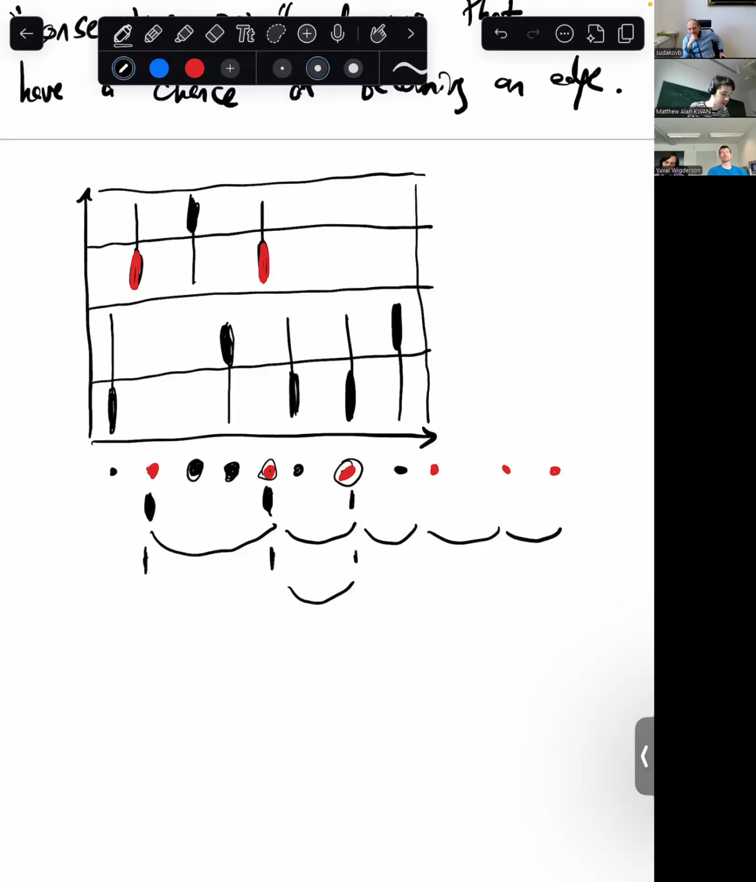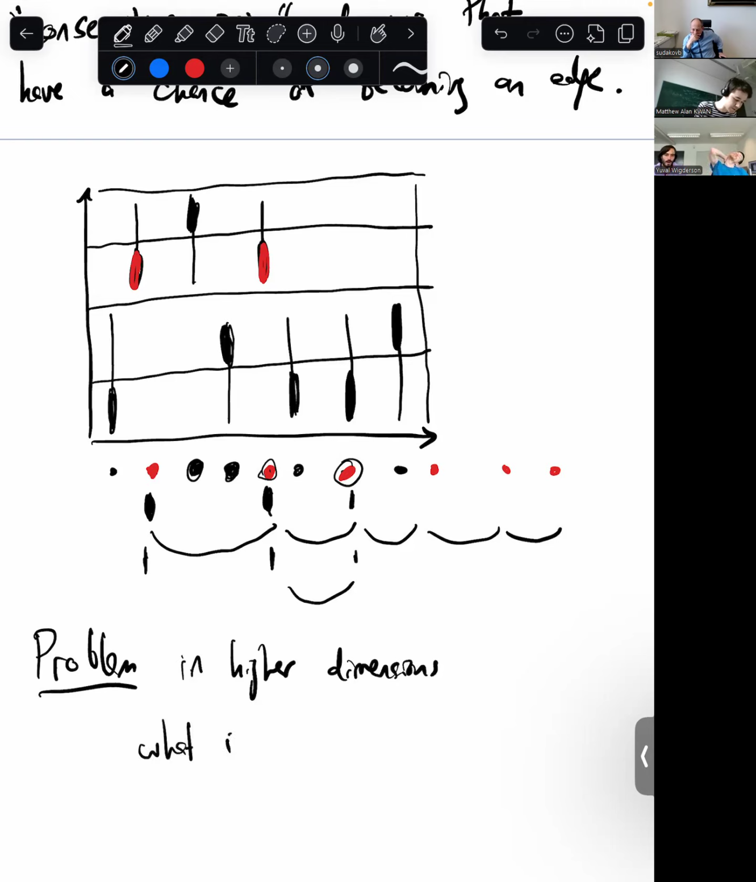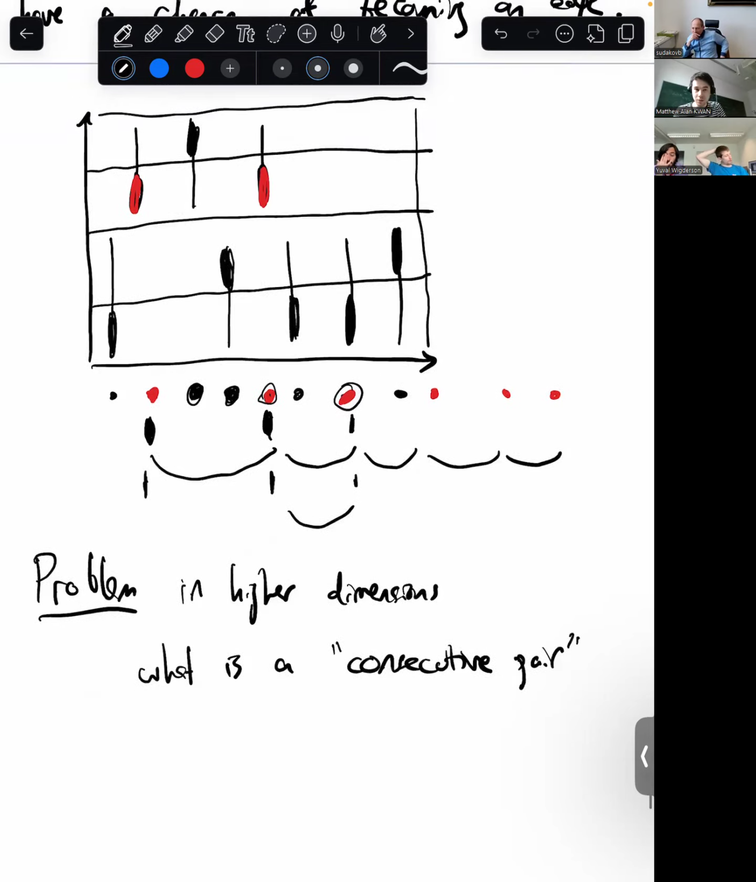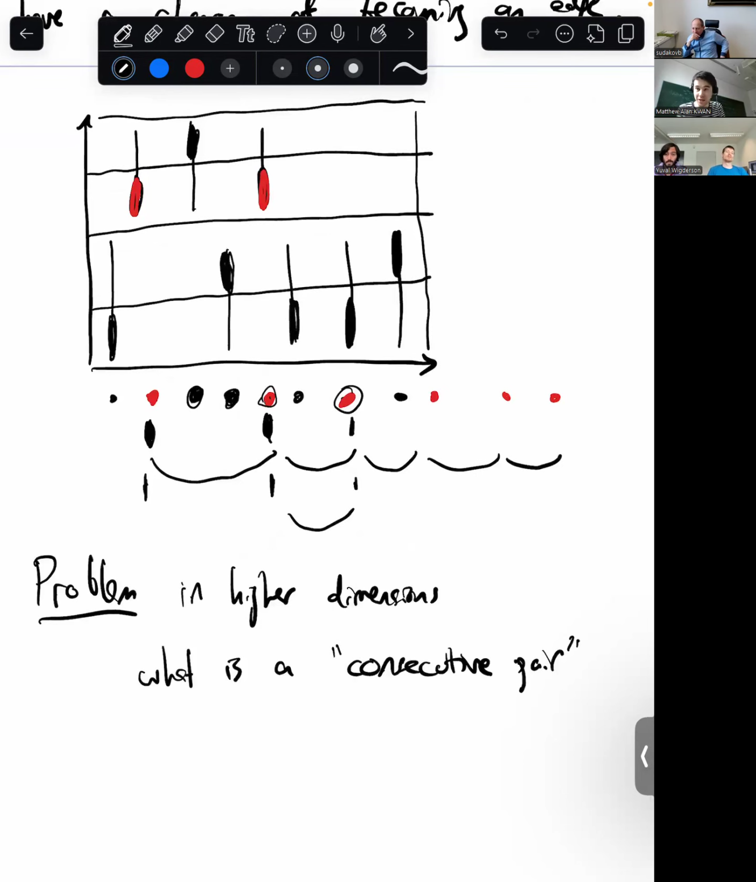In the higher dimensional case, let me just say what the problem is without saying what the solution is. In higher dimensions, what is a consecutive pair? This is really the reason why this doesn't generalize to higher dimensions. When we looked at consecutive pairs of vertices, we had complete independence between each pair. There's no obvious way to do this in higher dimensions. There's no linear ordering so that you can partition them into little blocks and do each one independently.